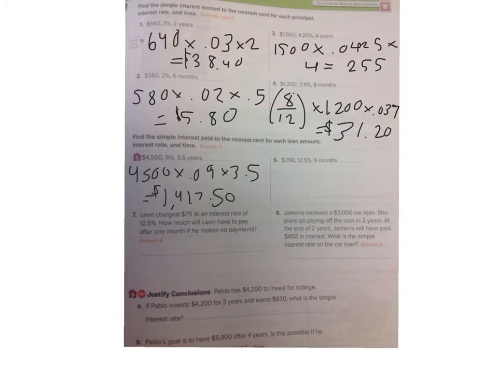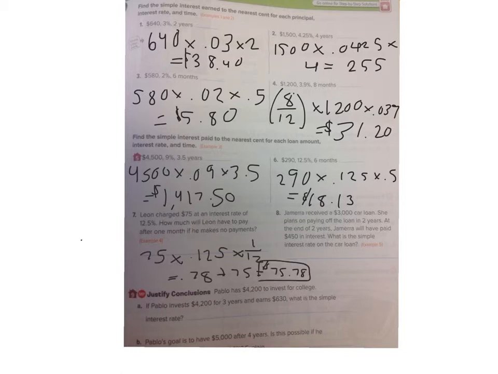To find the simple interest for number 5, we'll take 4,500 times 0.09 times 3.5 to get a final answer of $1,417.50. For number 6, because the time is given in months again, we need to change 6 months to 1/2 of a year, or 0.5. So our work will look like this. 290 times 0.125 times 0.5 equals $18.13.